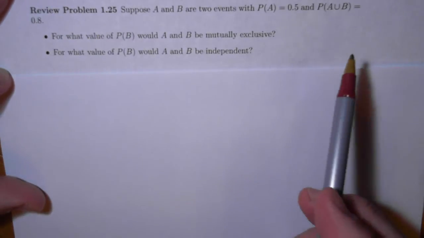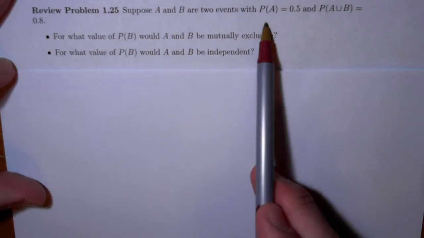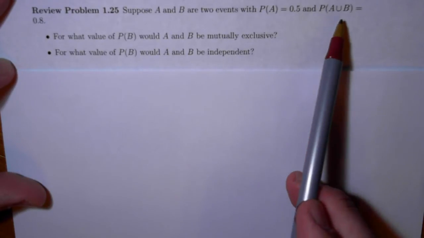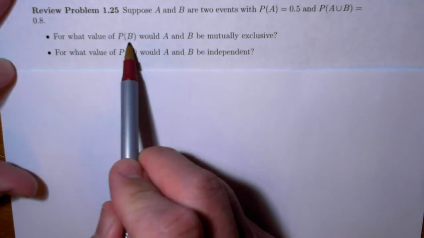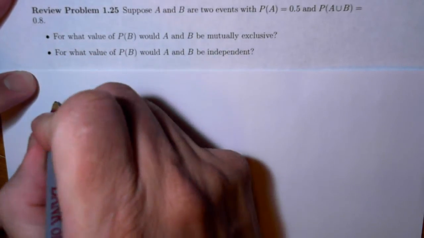For this last question in the review, we're told that the probability of A is equal to 0.5 and the probability of A union B is equal to 0.8. For what value of the probability of B would the events be mutually exclusive?